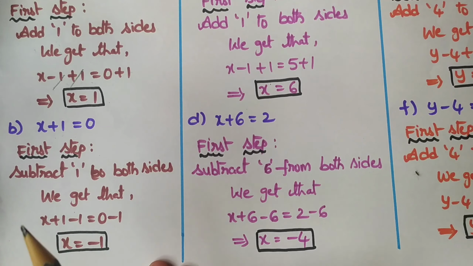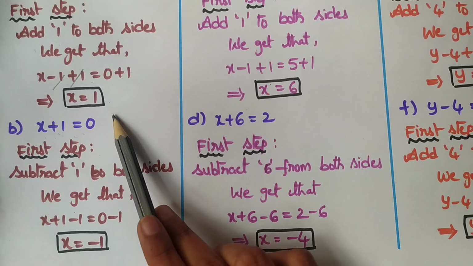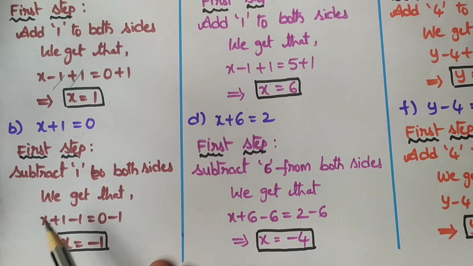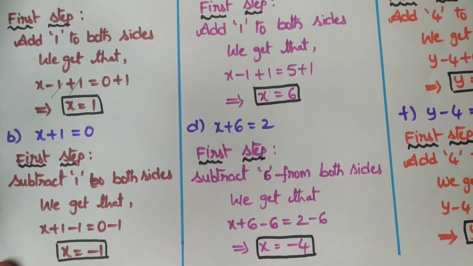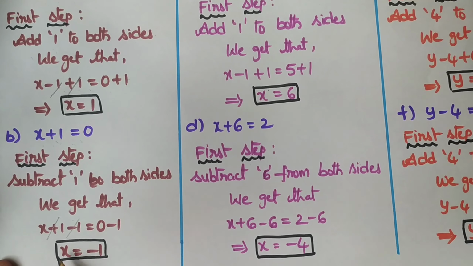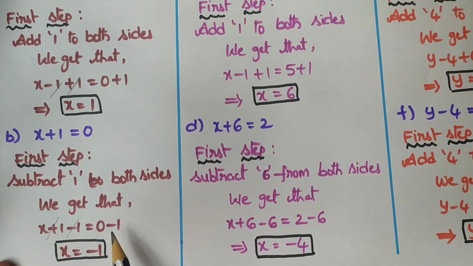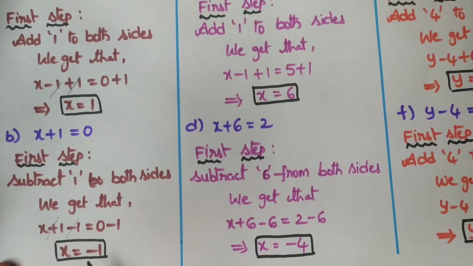Now here you see friends, x plus 1 minus 1 is equal to 0 minus 1, right? Not only one side, we have to subtract 1 from both sides as shown here. Now x plus 1 minus 1 get cancelled and x equal to 0 minus 1. 0 minus 1 is clearly minus 1. So x plus 1 is equal to 0 where x equal to minus 1.